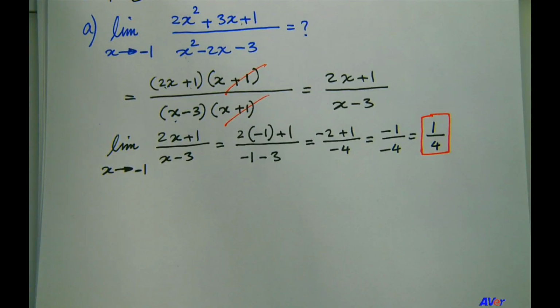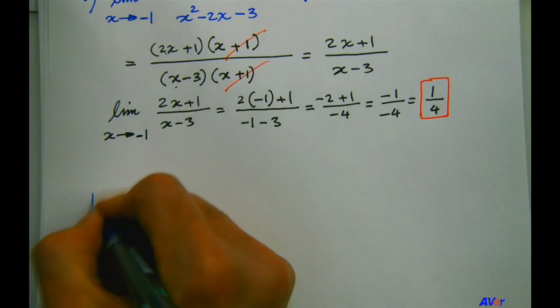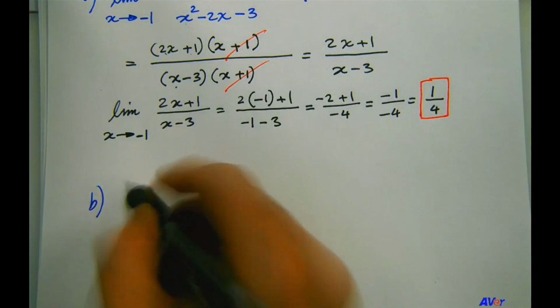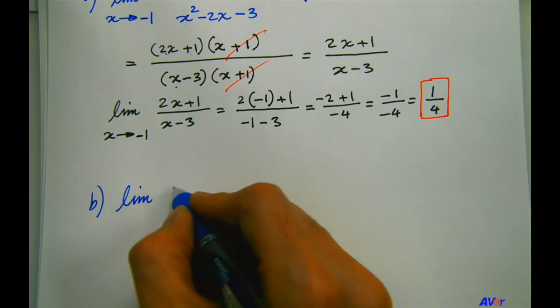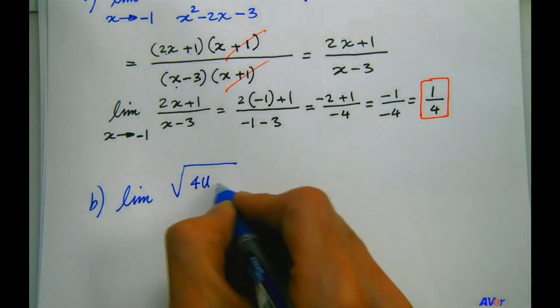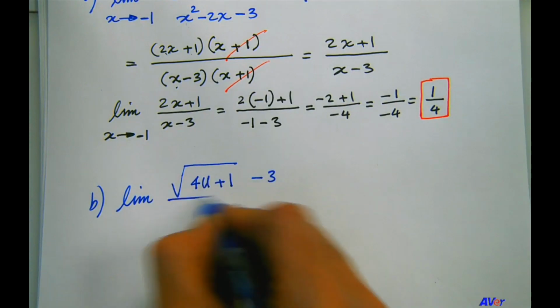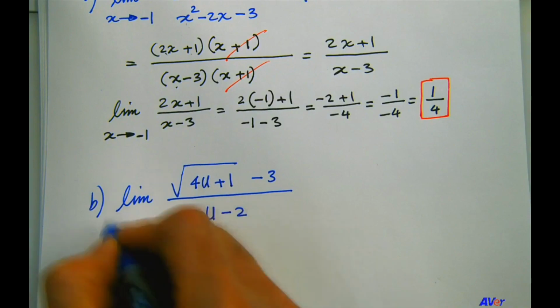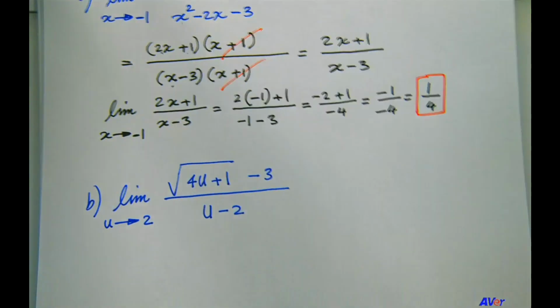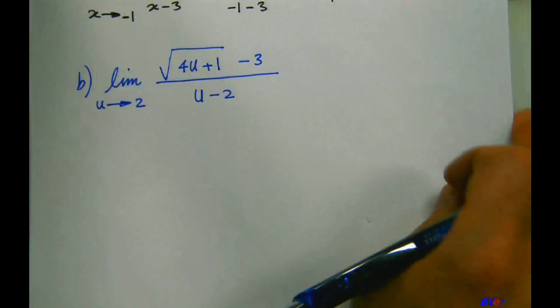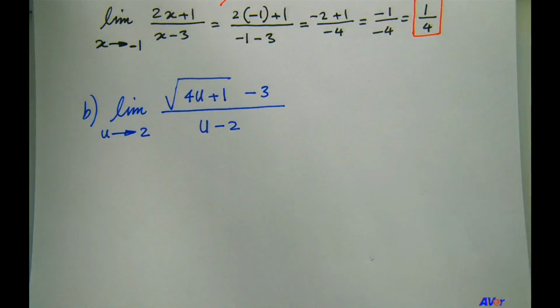So another example. Suppose we want to calculate the limit of (square root of 4u plus 1 minus 3) divided by (u minus 2) as u approaches 2. Okay, we want to calculate that. If you replace u with 2, you can see right away that it won't work, right? The expression is undefined, therefore it looks as if the limit does not exist.